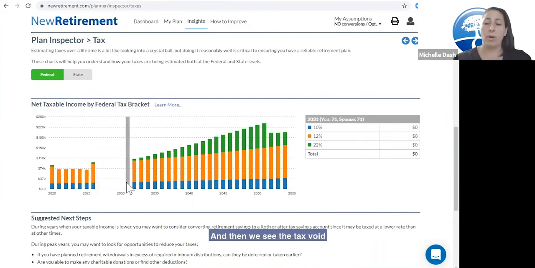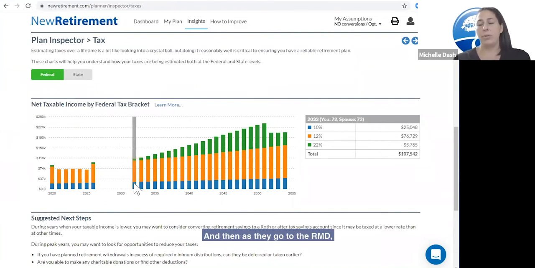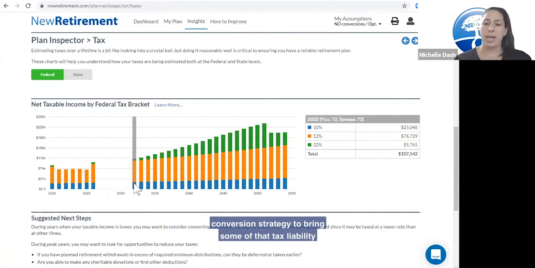And then we see the tax void where they're paying 0% tax. They're not in any tax bracket. And then as they go to the RMD and Social Security after age 72, they start increasing tax brackets. So their whole life, they've stayed in the 10 to 12%. And now because they've done such a good job saving and their RMDs and Social Security payments are so large, they're in the 22% tax bracket. And so this is the example where we can use the Roth conversion strategy to bring some of that tax liability forward and keep them in a 10 to 12% tax bracket for longer.